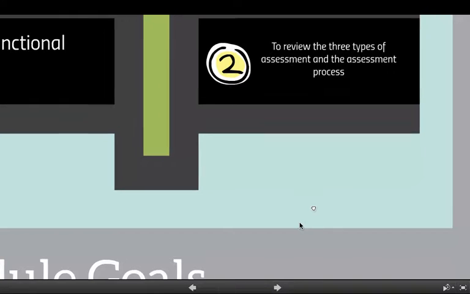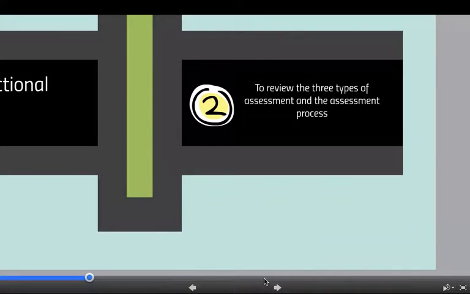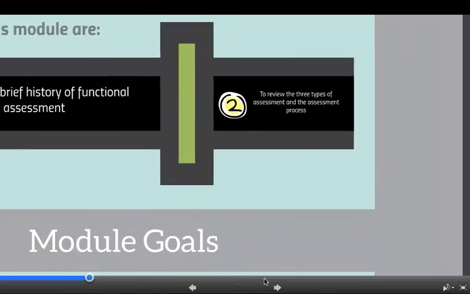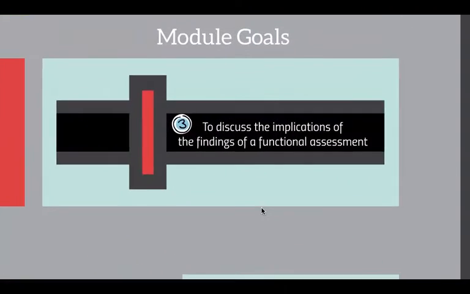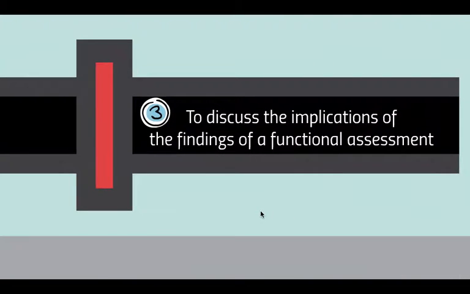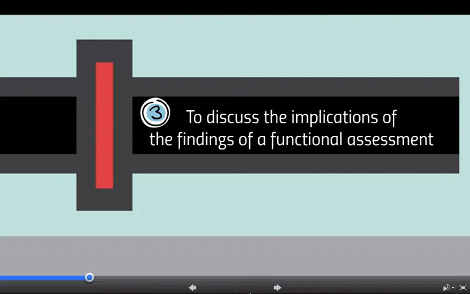My other goal for this module is to review the 3 types of assessments that you'll use and be part of using, and the assessment process that you'll go through as well. My third goal is to discuss the implications of the findings of a functional assessment. I'll give you a bit of a preview here.